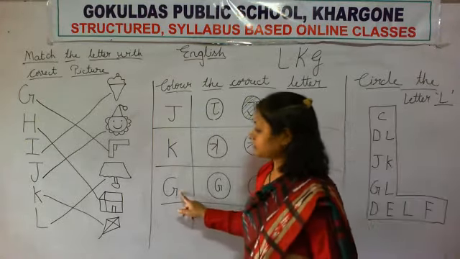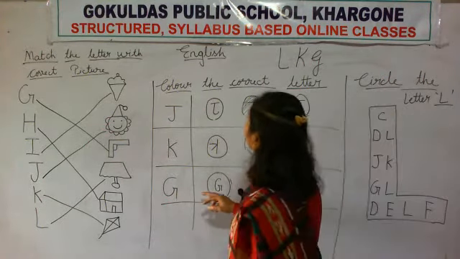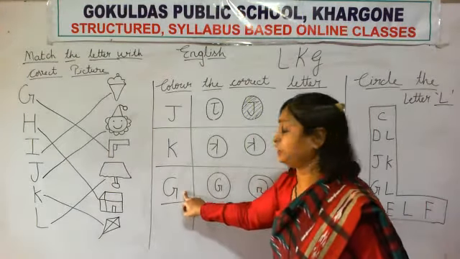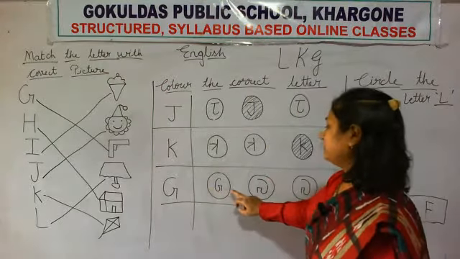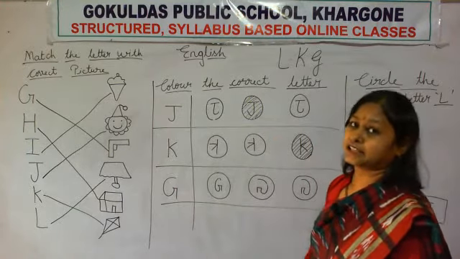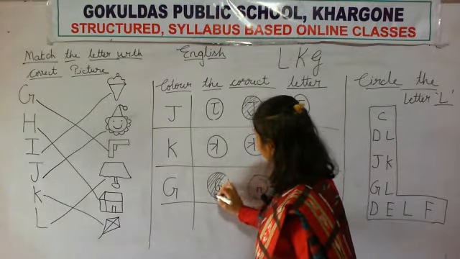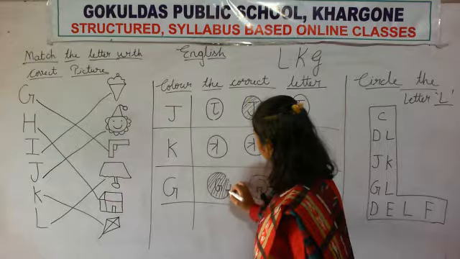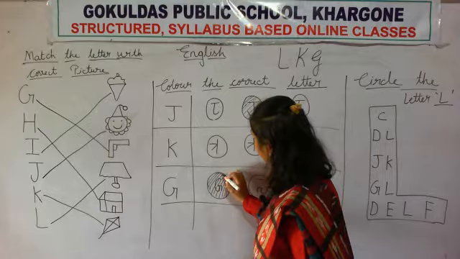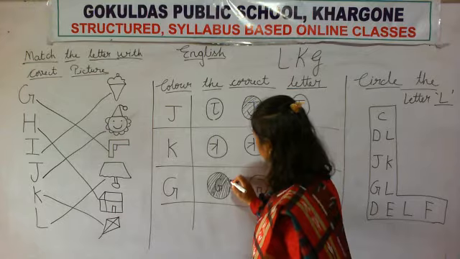Okay, look at next. This is G. Which letter is this? G. So both are same. The formation of the letters is same. G and G. Yes. So what we will do? We will color the letter.